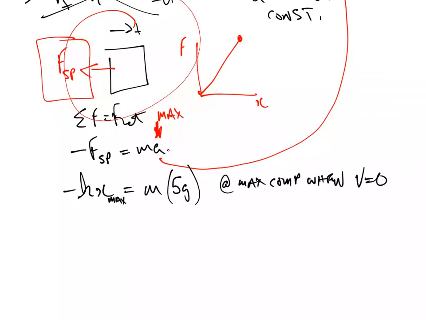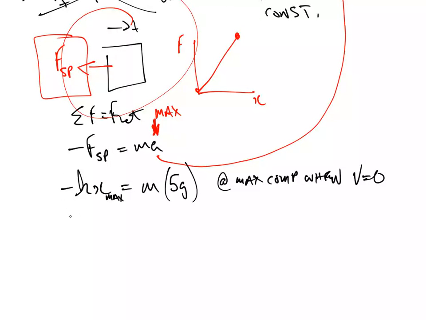Now, what are we looking for? Obviously, we're looking for k, but we have two unknowns in this problem. We don't know what x is either, and we've only got one equation, so we can't solve it yet. So let's solve for x first. x max is equal to, and by the way, this was a negative, x max is equal to m, negatives go away, 5g all over k.